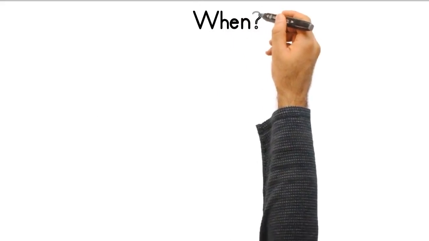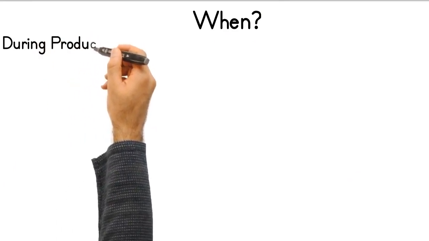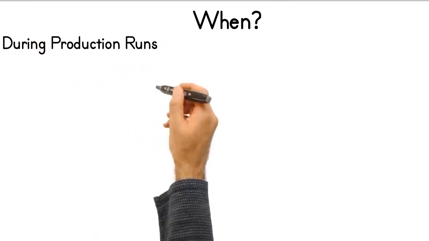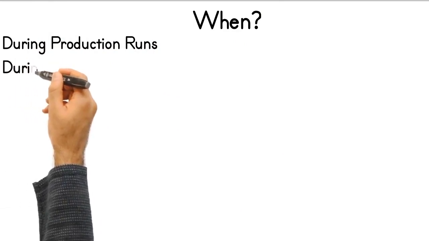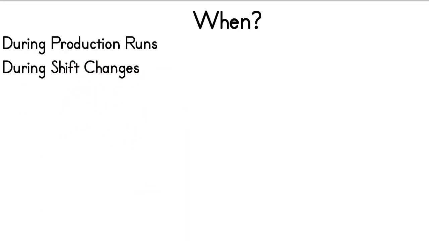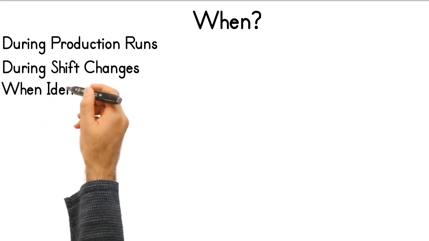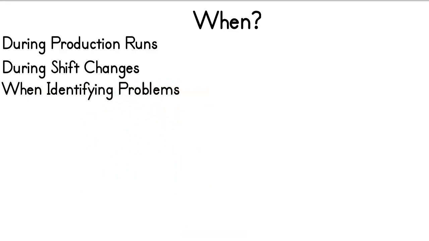When is a visual factory used? A visual factory is utilized continuously to support daily operations and throughout various stages of production. During production runs, visual tools help monitor production flow, identify bottlenecks, and ensure smooth operations. During shift changes, visual communication facilitates the seamless transition of responsibilities from one shift to the next, with clear indicators about ongoing tasks, progress, and potential issues.